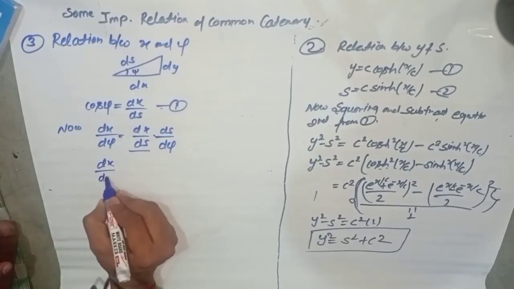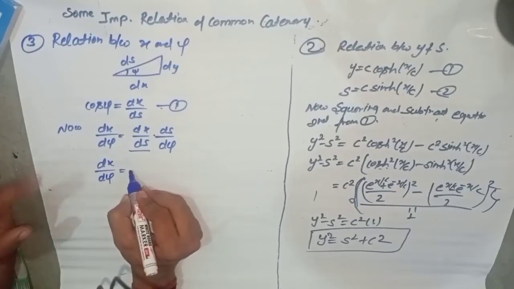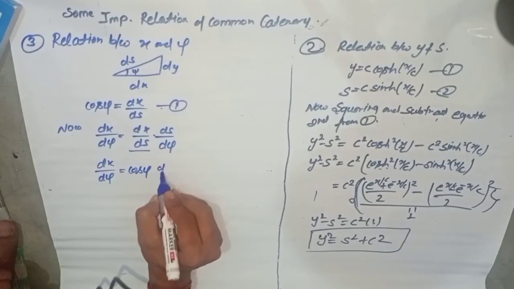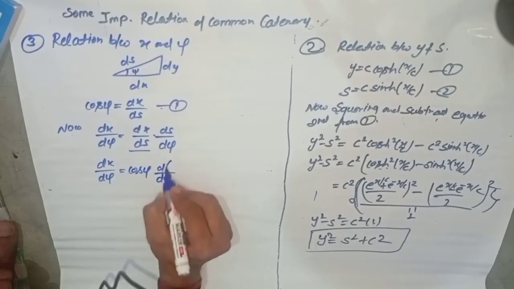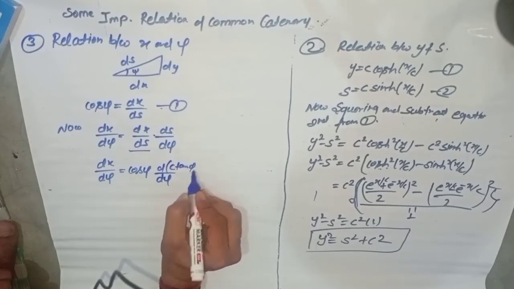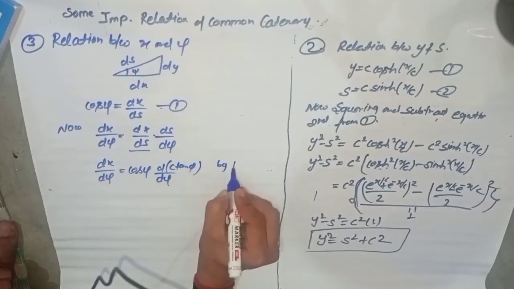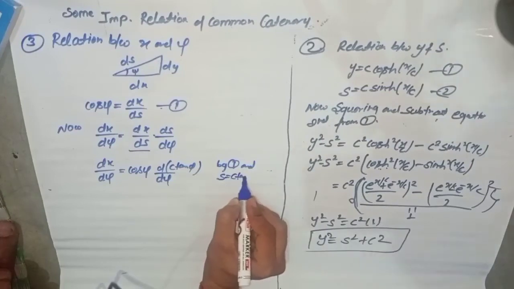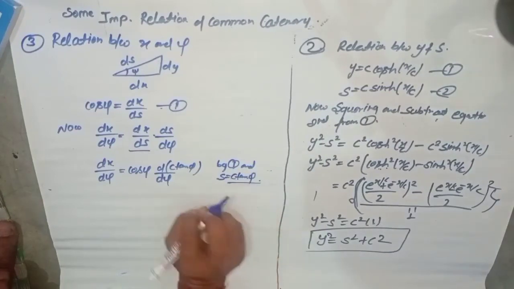dx/dψ = cos ψ · ds/dψ, and the value of s is c tan ψ from the first, so s = c tan ψ. That is the intrinsic equation.